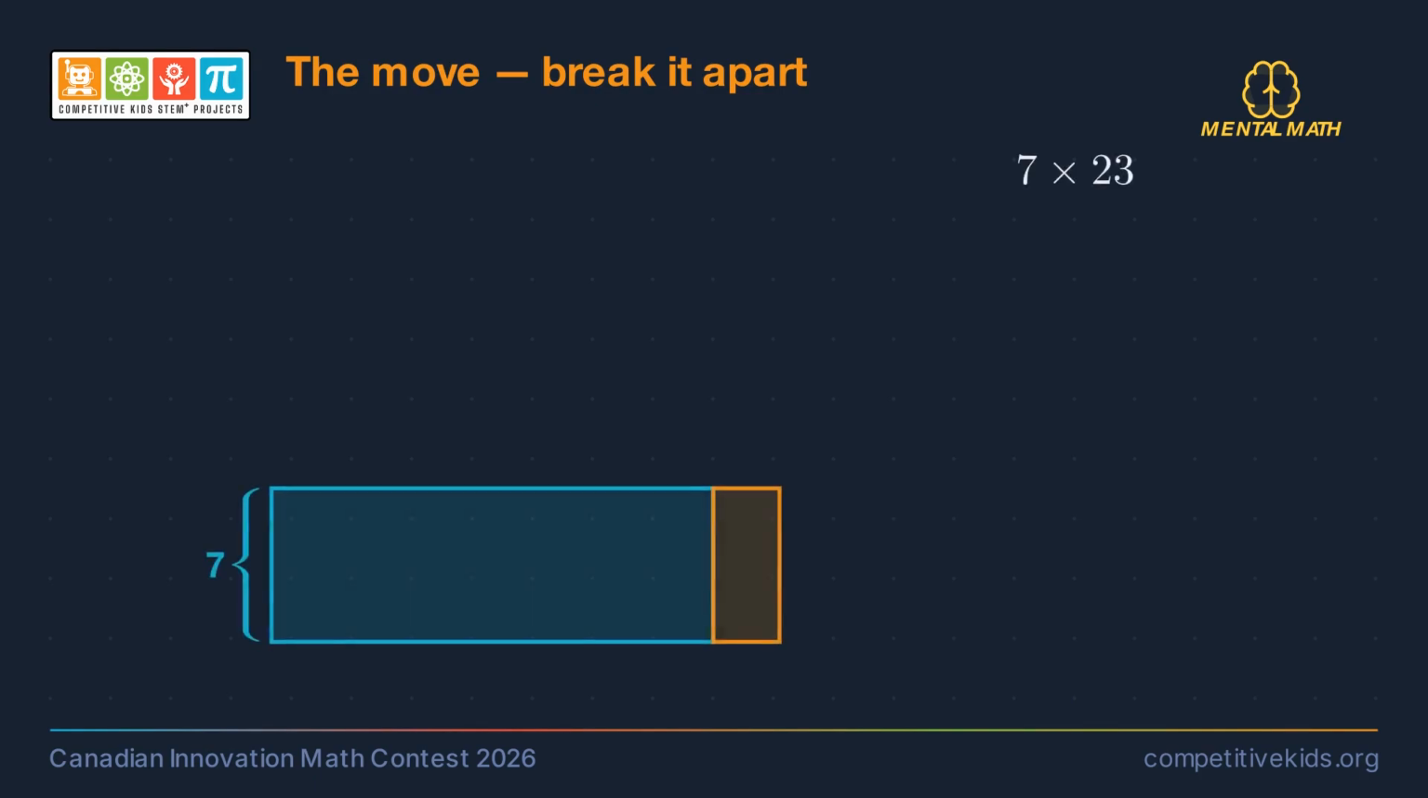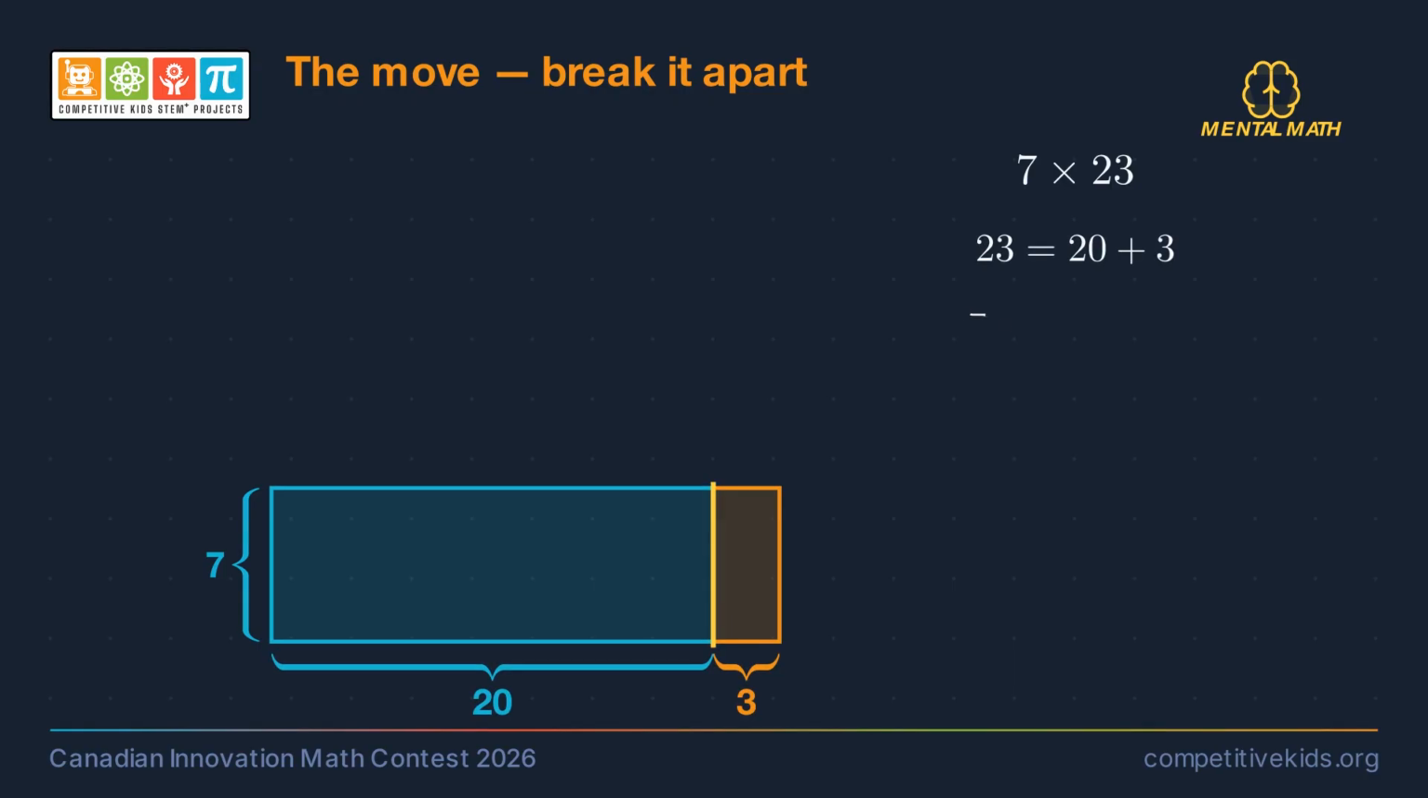Here's the move. A product is just the area of a rectangle. This one is 7 tall and 23 wide. 23 is the awkward part. So we cut the rectangle at the tens line. 23 is 20 plus 3.